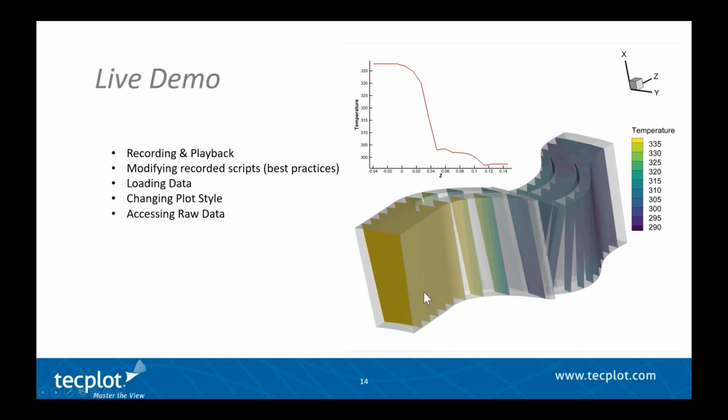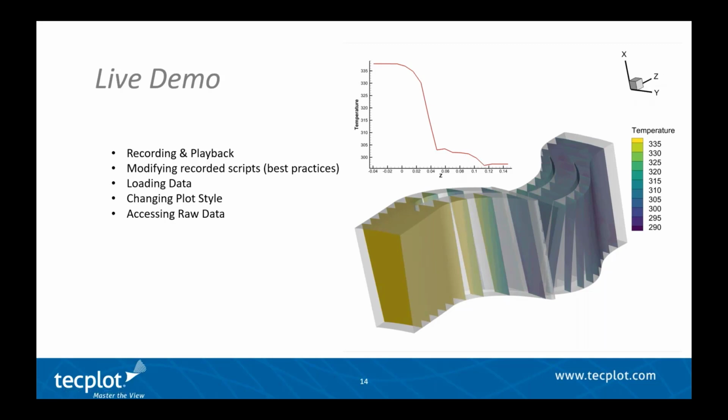Okay, so into a real live demo. So we're going to demonstrate a lot of things in this live demonstration. We're going to use this CFX data file, which is a simple blade row, and our goal in this demo is to create a line plot of the integrated temperature or average temperature at various slice locations through this blade row in the axial direction, which is the Z direction here.